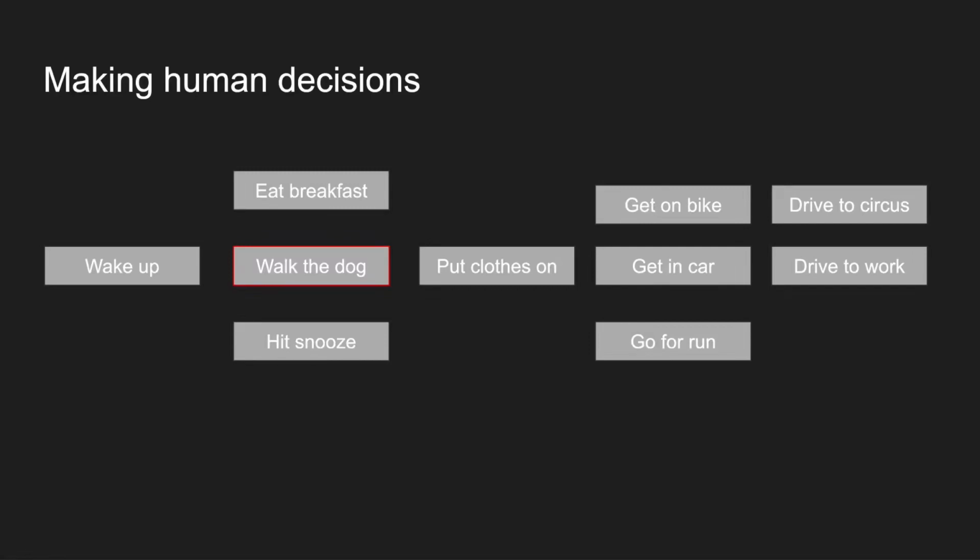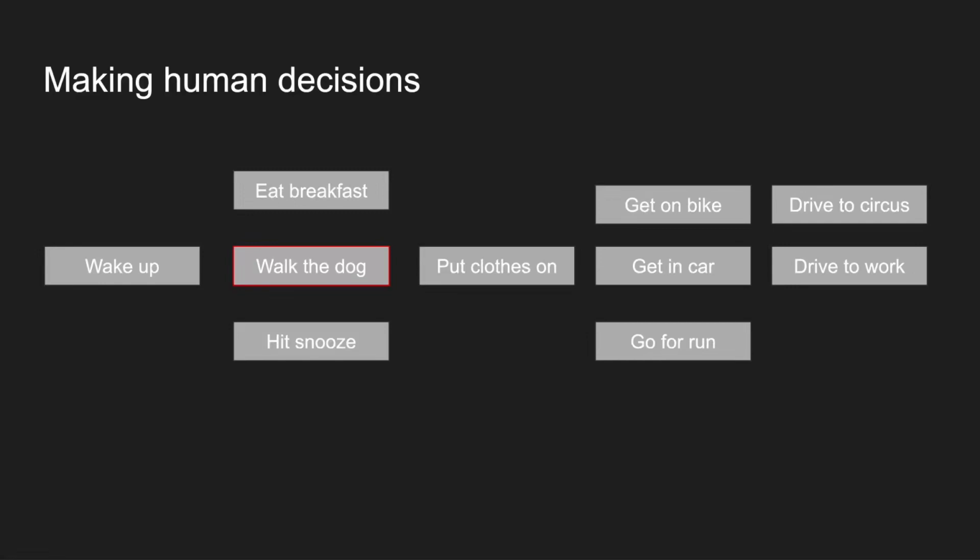Now we have three decisions in front of us. We can eat breakfast, we can walk the dog, or we can hit snooze. You'll notice that walk the dog is highlighted red. The reason is that we cannot immediately wake up and walk the dog, because it has a dependency. That dependency is that I need to put clothes on. In the third state, I must put clothes on before I can walk the dog, so I cannot do that as a decision.